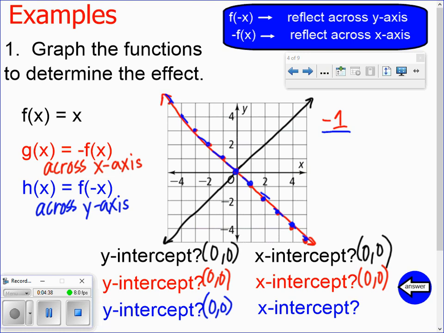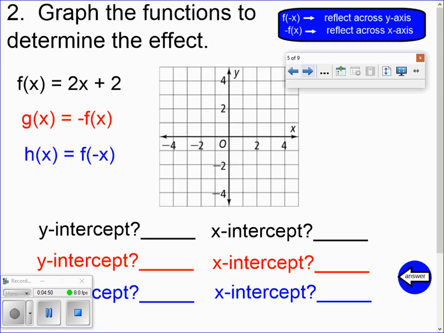So this is only going to be true for our parent graph, and the reason being is because the x and the y-intercept are the same point. When we're talking about different graphs, though, this is not always going to be the case. So let's take a look at the function 2x plus 2.